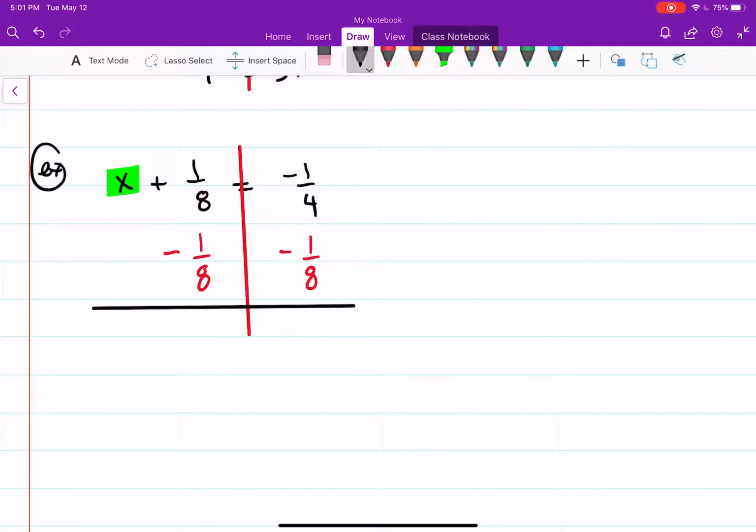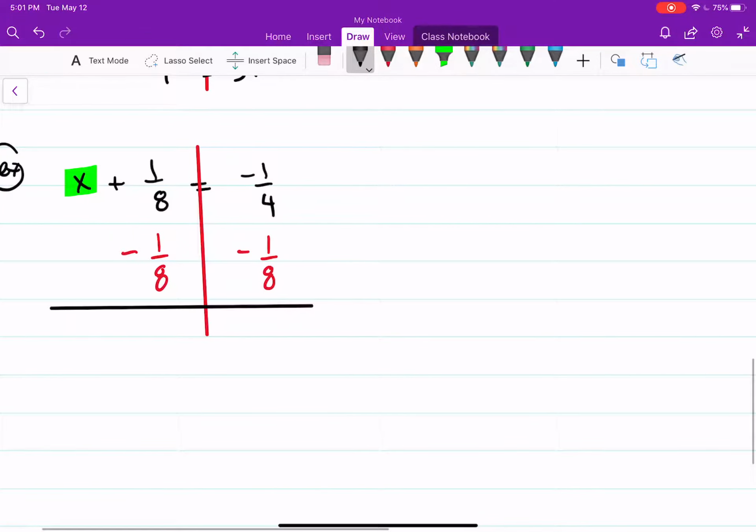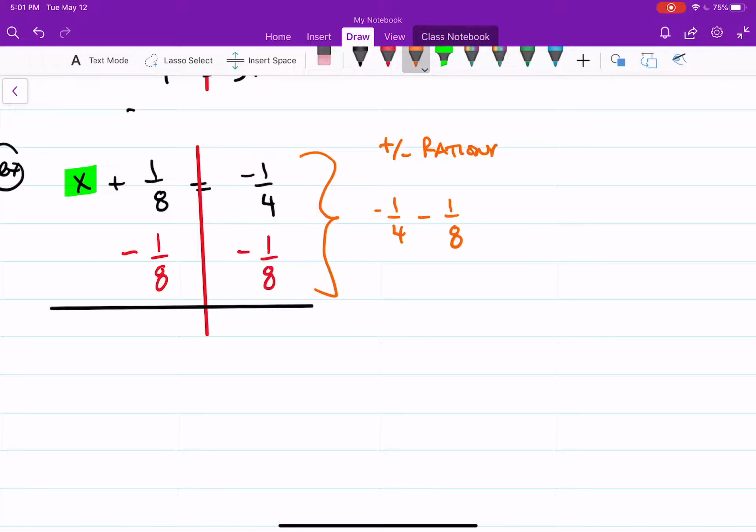So here's the thing. You're not used to seeing this up and down. You're used to seeing this right here as a negative 1/4 minus 1/8. Okay? So remember we talked about how to add and subtract rationals, or we call them fractions, right? So this is adding or subtracting rationals, and we call them fractions.